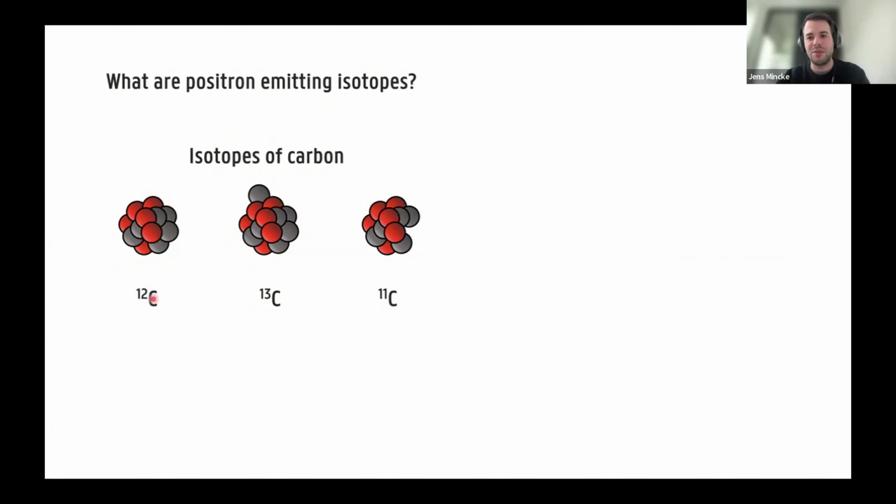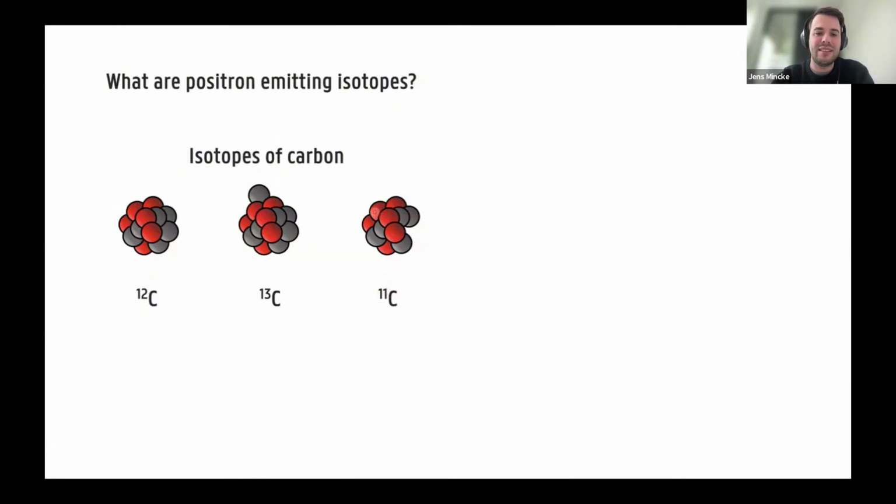The 6 protons describe that it's a carbon atom. Nature allows some neutrons to be added. If we add a neutron, it stays a carbon atom because the number of protons stays the same, but it increases by 1 unit of mass. It's a carbon-13 atom, and nature is perfectly fine with it. But we could also subtract a neutron, and then we also get a carbon atom because it still has 6 protons, but the mass is now reduced to 11.